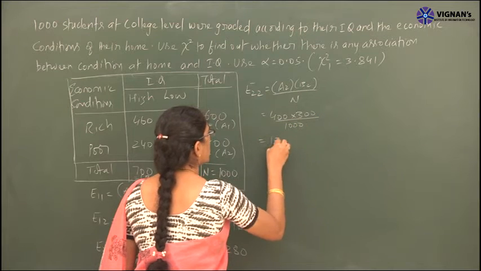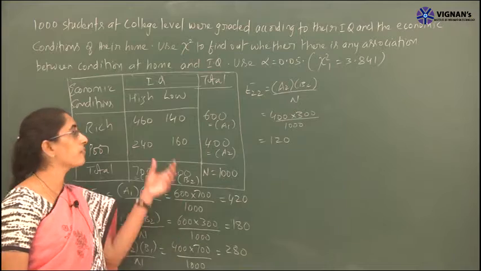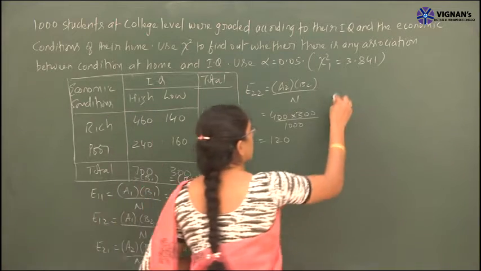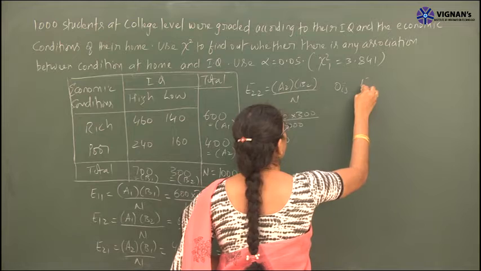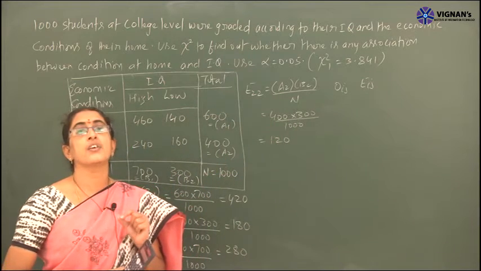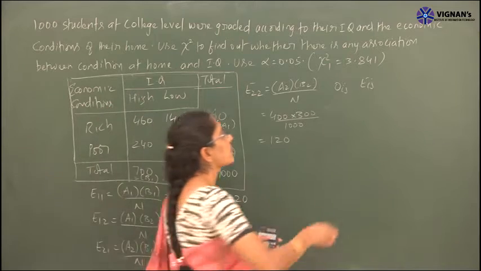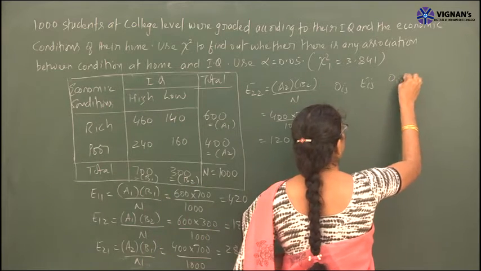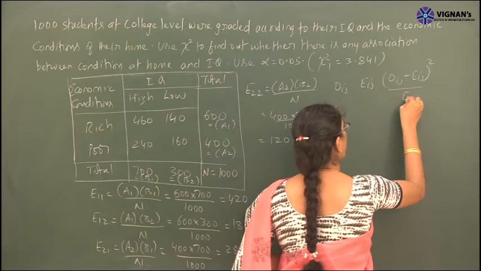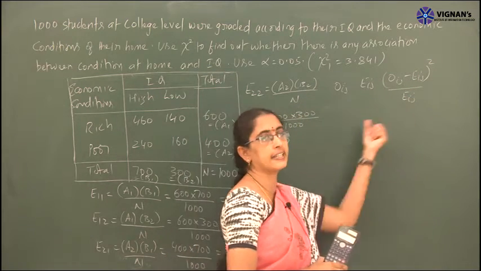So this is equal to here 120. Now we have to make a tabular form of the observed frequencies and expected frequencies. So let us consider Oij, then Eij, then the test statistic is Oij minus Eij whole square by Eij.